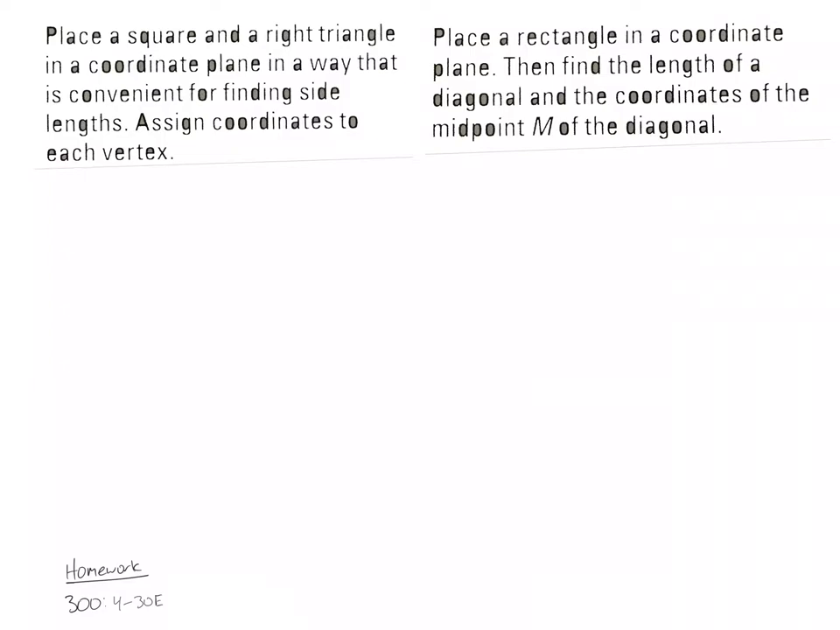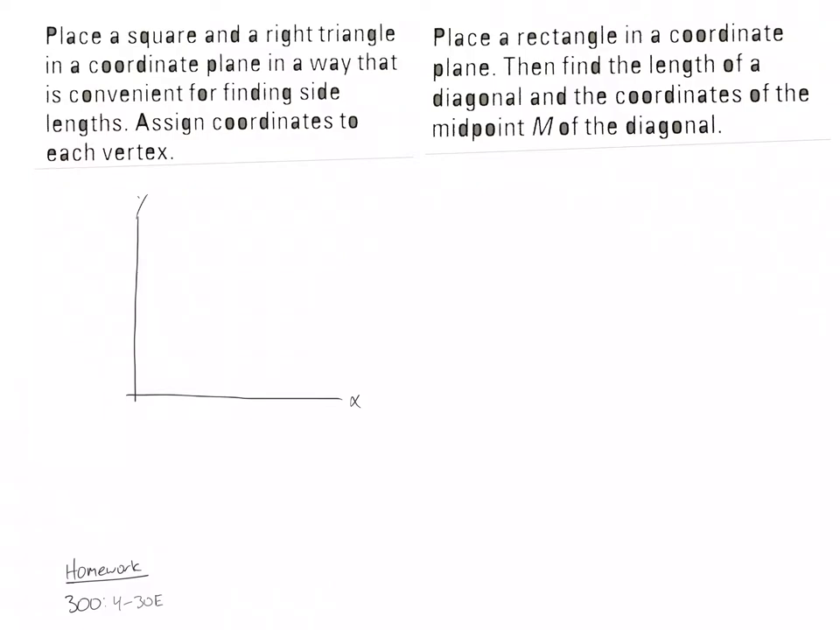It says place a square and a right triangle in the coordinate plane in a way that is convenient for finding side lengths, assign coordinates to each vertex. So we're just going to sketch a graph here. Of a coordinate plane here. This is going to be my x and my y-axis. Now I'm not going to put a scale on this just to make this a little easier.